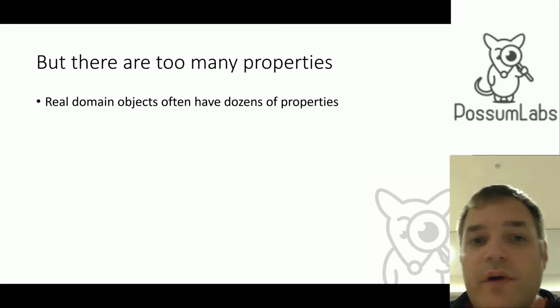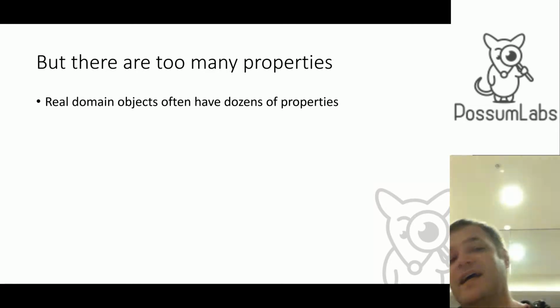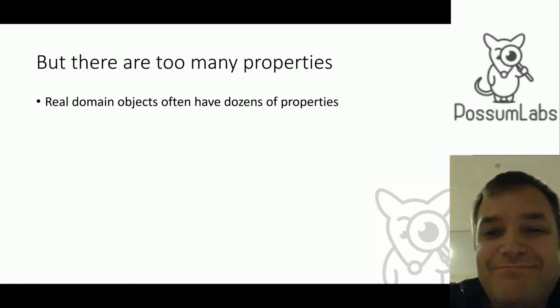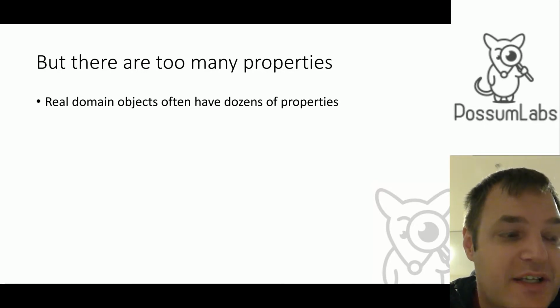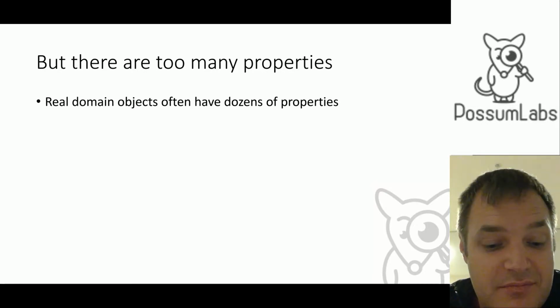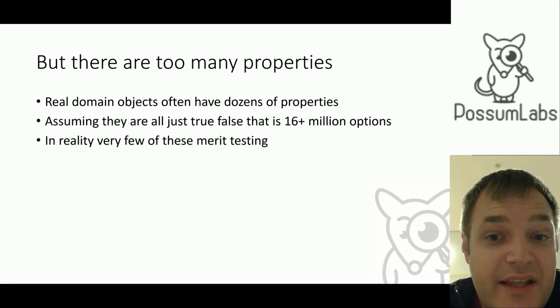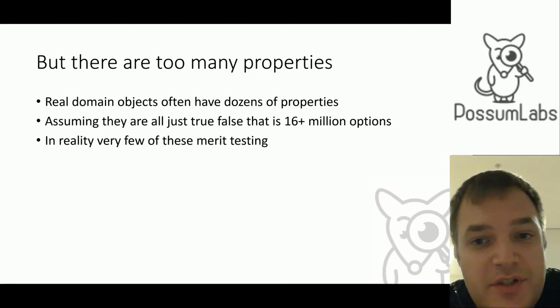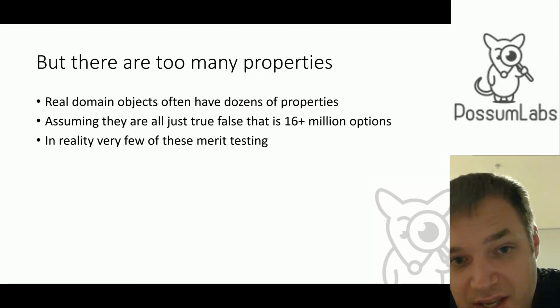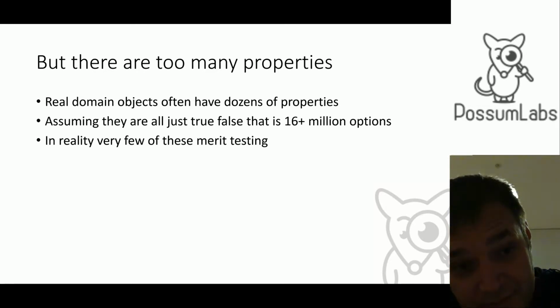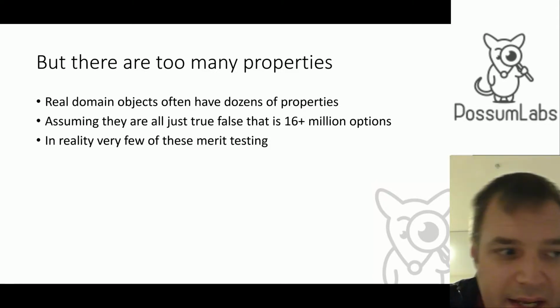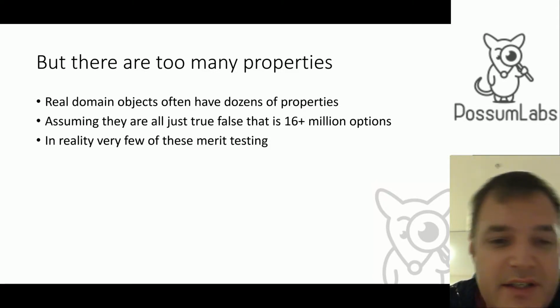Now, one of the things you might say is, yeah, that's kind of neat, but our objects have a lot more properties, right? It's not just 3 or 4 properties. It's more like 40 or 50 properties. That's true. And that's going to create lots of different options, right? If you have 24 options and they're just true or false, you have millions of options very, very quickly. But in reality, how many of those really merit testing, right?